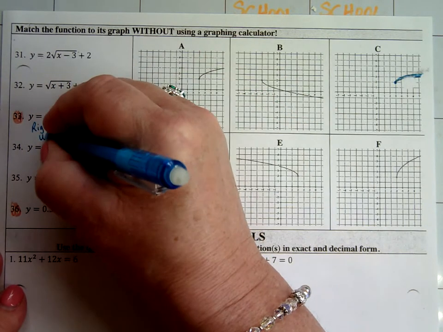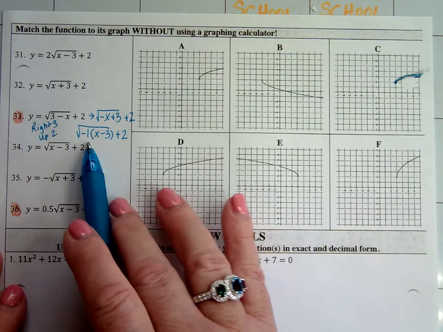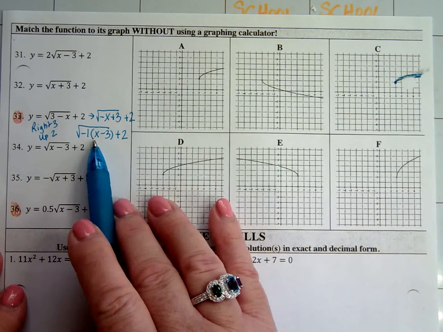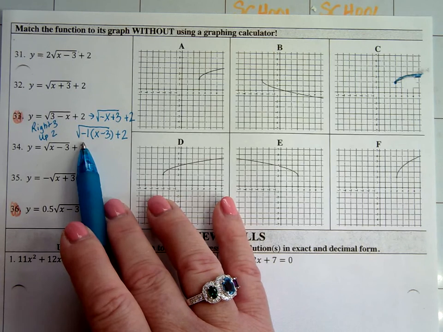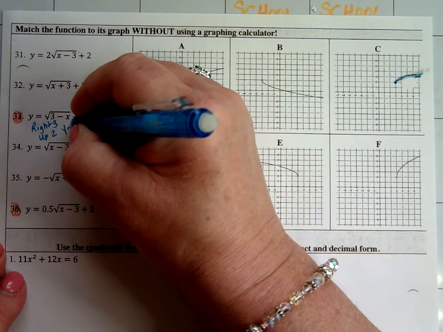That's an up 2. But how about this negative? What did that negative sign do in front? It's in with the x. Negative sign, it's a reflection. So then the question is, is it a reflection over the x-axis or over the y-axis? And we can see that's going to be a reflection over the y-axis because it's in with the x.